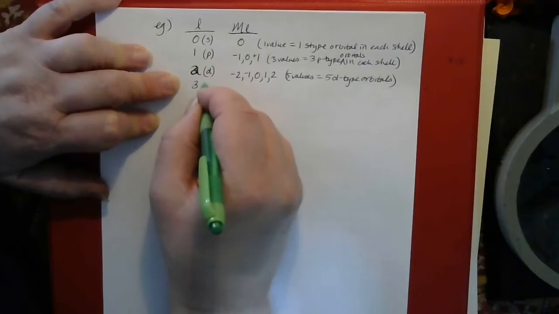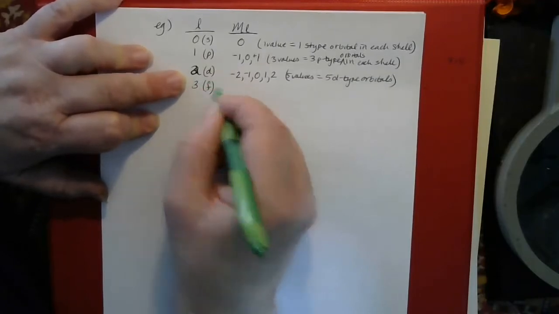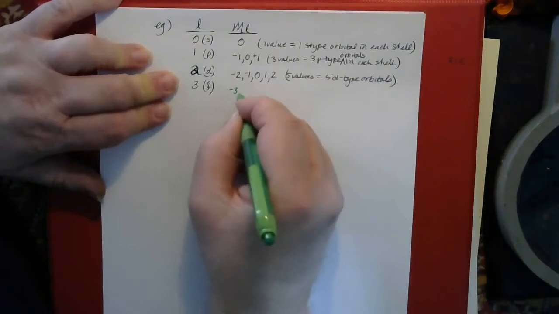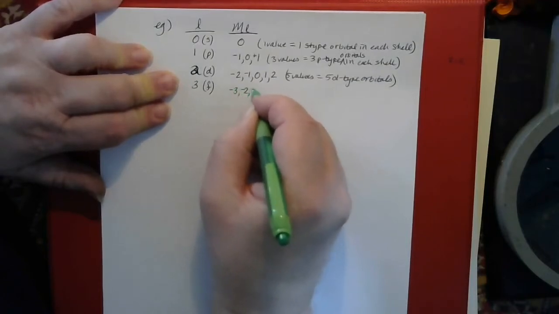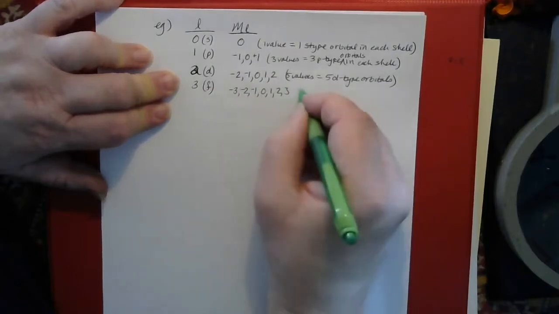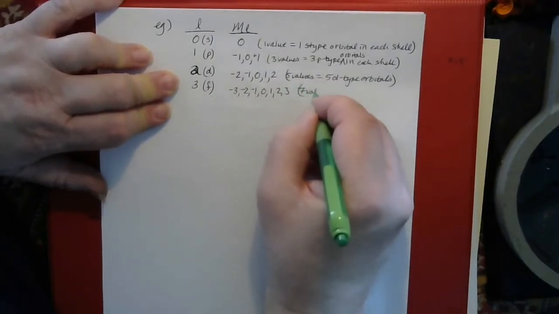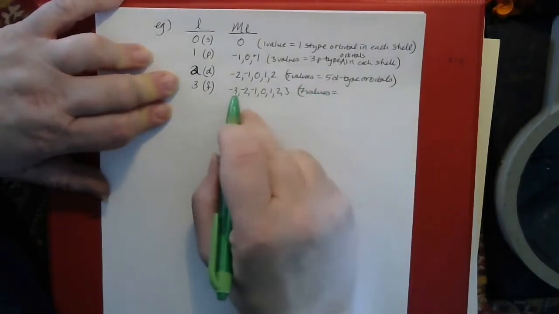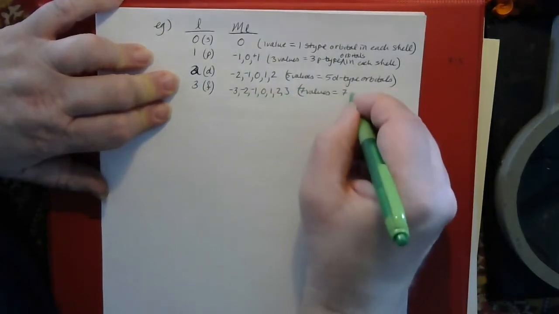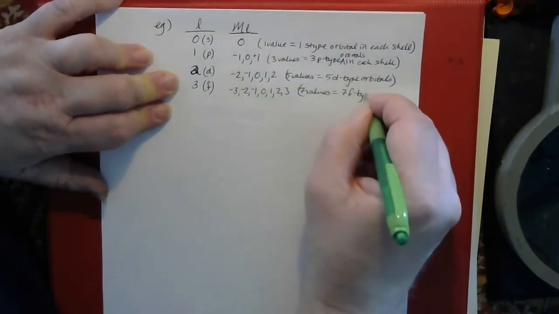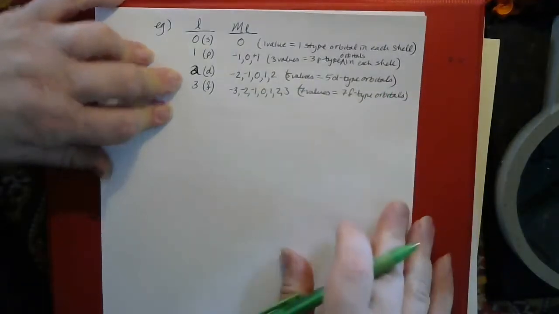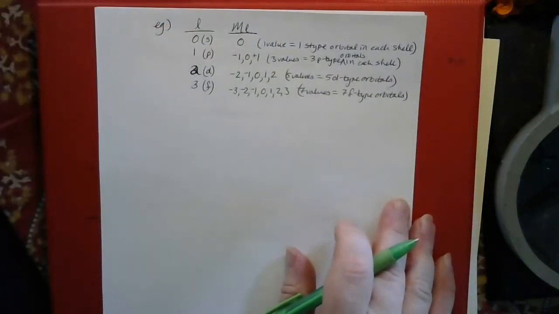And finally, L equals 3 would be an f-type orbital, and the possible values for that would be negative 3, negative 2, negative 1, 0, 1, 2, or 3. That's 7 values if you count them up: 1, 2, 3, 4, 5, 6, 7. And that's because there are 7 f-type orbitals.